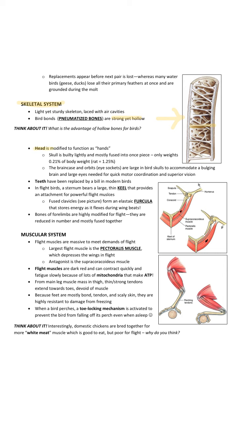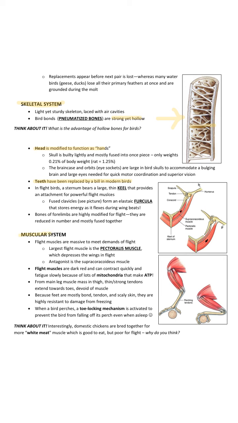Now the head of a bird is actually modified to function as hands. So they're going to use their head and their beak like we would use our hands. It talks about their brain case. They do have large brains, and bulging eyes for great eyesight, which we'll talk about later. The teeth have been replaced by a bill in modern birds. So modern birds, the birds that we see today, do not have teeth. And they've adapted over time, and we're going to talk a little bit in a couple minutes about an ancestor of a bird and how that's changed and how their bone structure, etc., has changed over time.